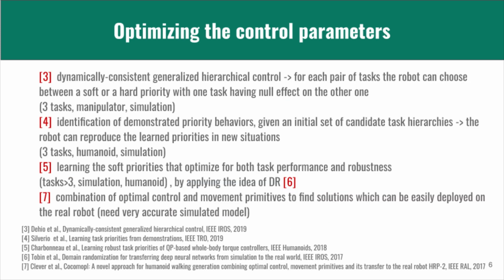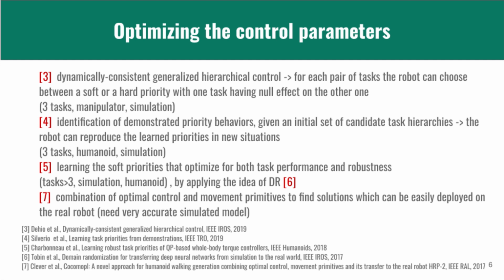In the literature, many approaches have been proposed to learn the task priorities. When both the soft and the strict priorities are learned, this is done for few tasks and/or in simulation. Also, optimal control has been combined with movement primitives to obtain solutions that work on the real robot, but relying strongly on the accuracy of the simulated model.